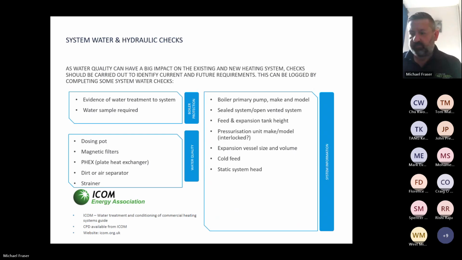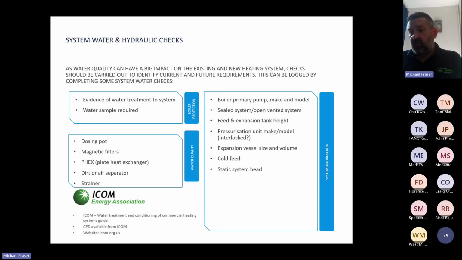So moving on, system water and hydraulic checks. The first thing that gets neglected as the plant room is passed down the line, as I'm sure you'll all know, is the water treatment. Water quality can have a big impact on the existing and new heating system. Checks should be carried out to identify current and future requirements. This can be logged by completing some system water checks.